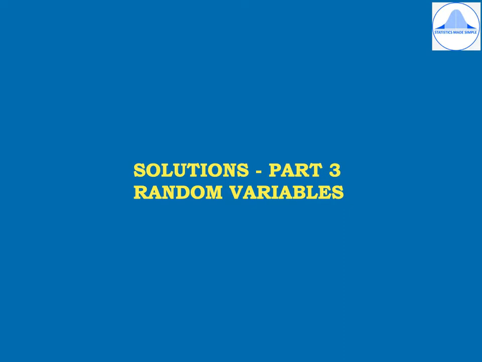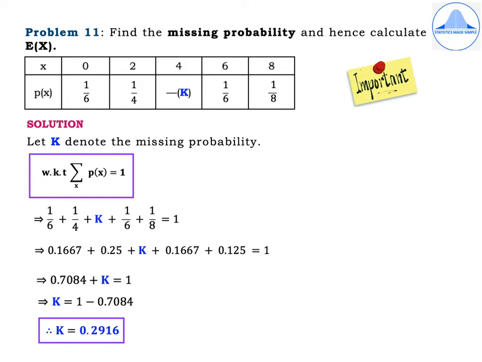In this video, I'll continue to solve some more problems on random variables which are important. Problem 11. Find the missing probability and hence calculate expectation of x.